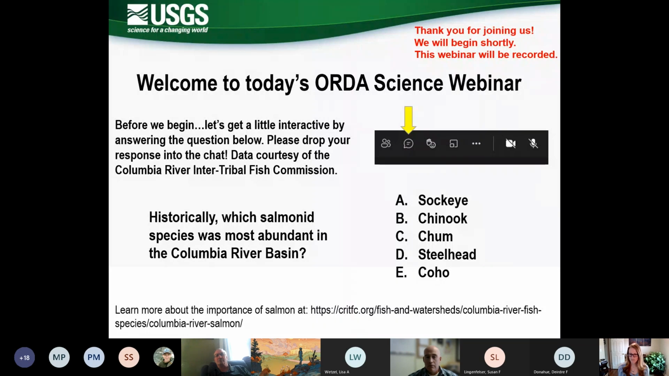Options include A. Sockeye, B. Chinook, C. Chum, D. Steelhead, E. Coho. Learn more about the importance of salmon at https://critfic.org/fish-and-watersheds/Columbia-river-fish-species/Columbia-river-salmon.